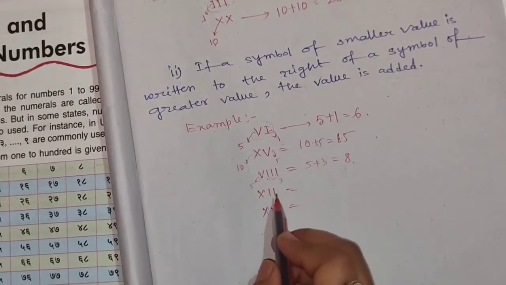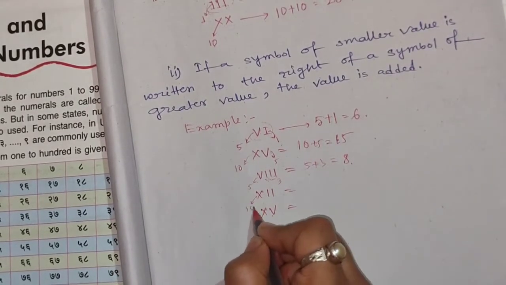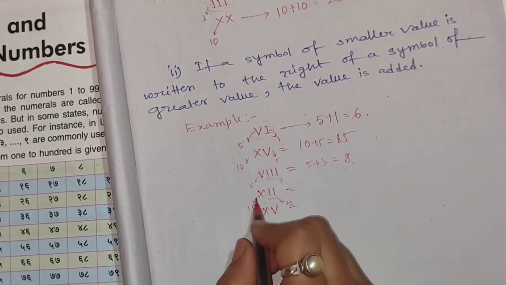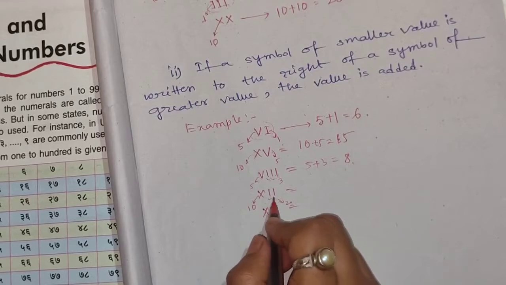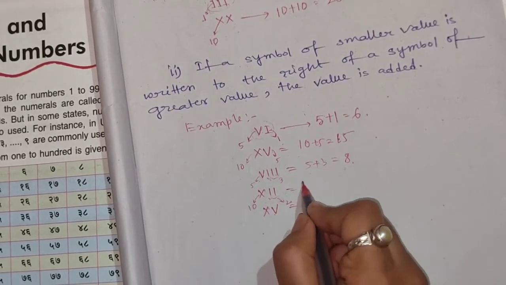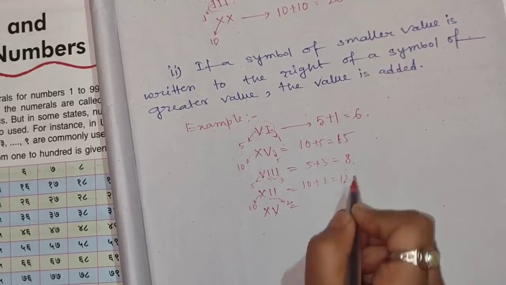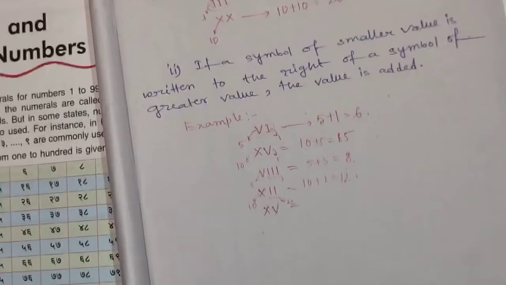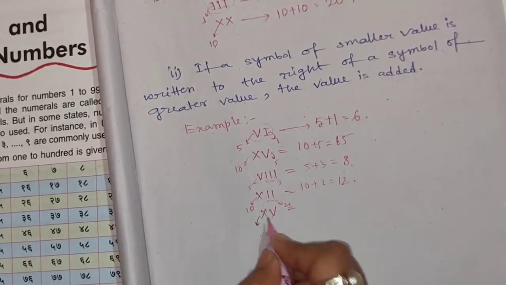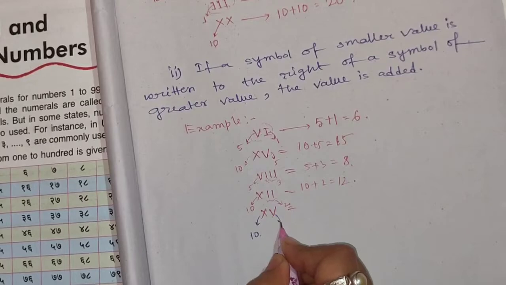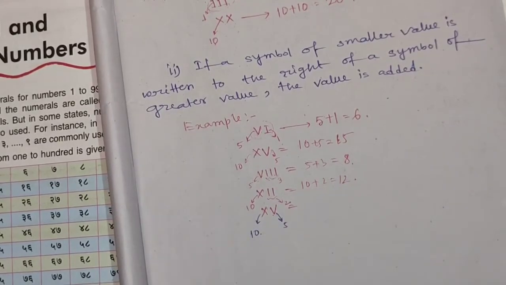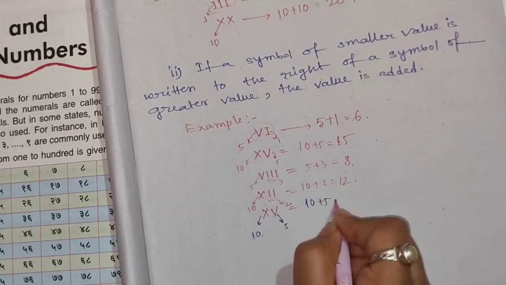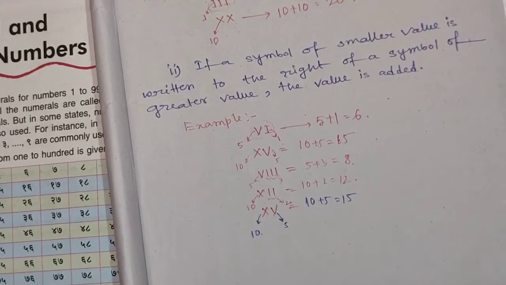Next, XII. The value of this number is 10 and the value of this is 2. So the smaller value is also written here at the right side. So we need to add this value, 10 plus 2, that is 12. Next, XV. So the value of this symbol is 10 and the value of this symbol is 5. So the smaller value is written at the right side. So we need to add this value, 10 plus 5, that is 15. Okay.